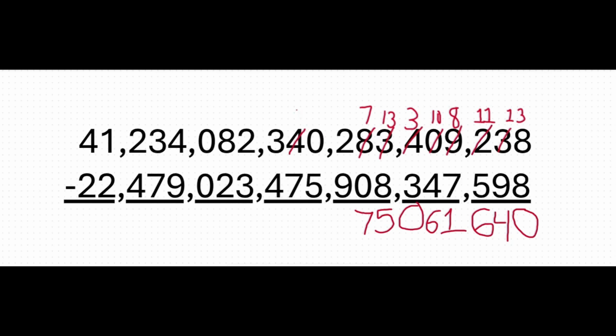Let the 4 become a 3. Let this 0 become a 10. And then this 2 take away 9. We still need to make this 2 into a 12. So we're going to take away from this 10. Make it into a 9. And the 2 becomes now a 12.